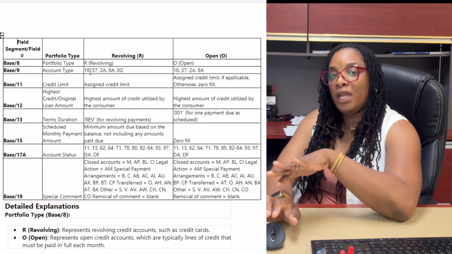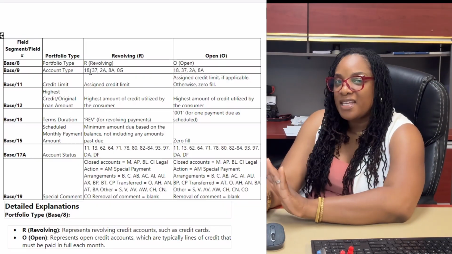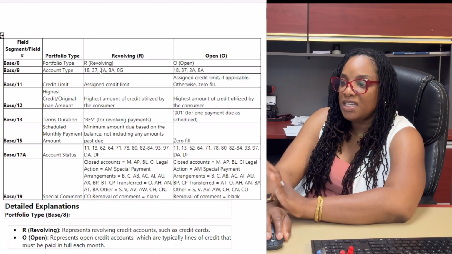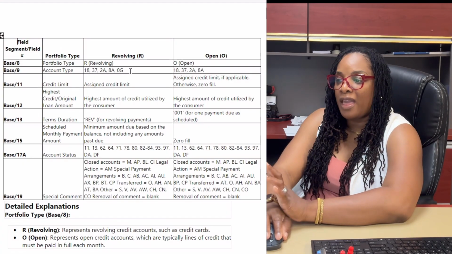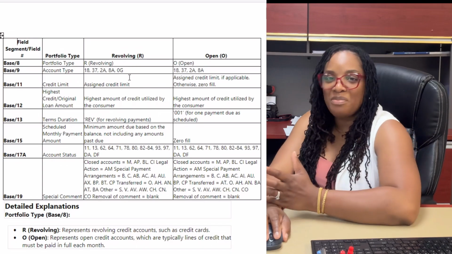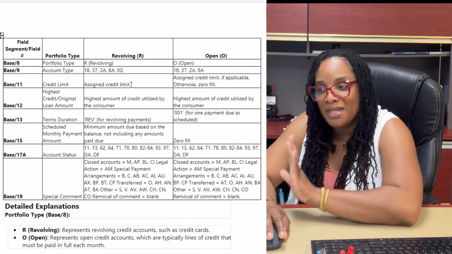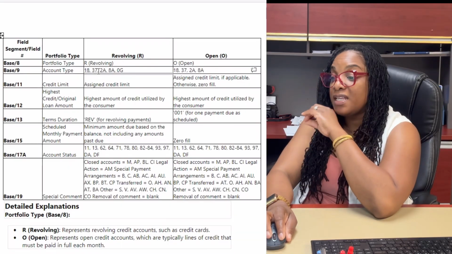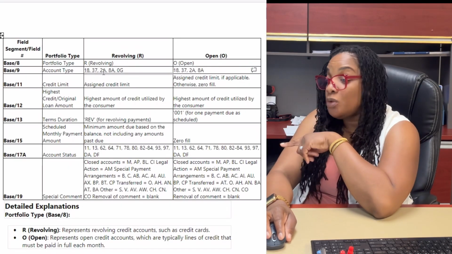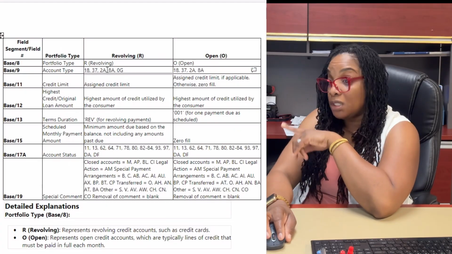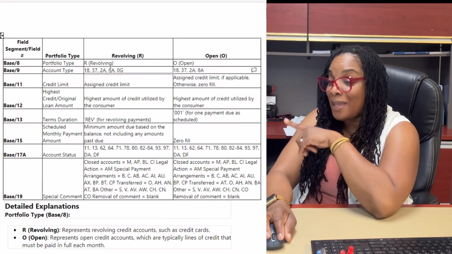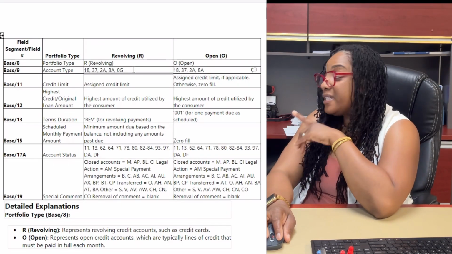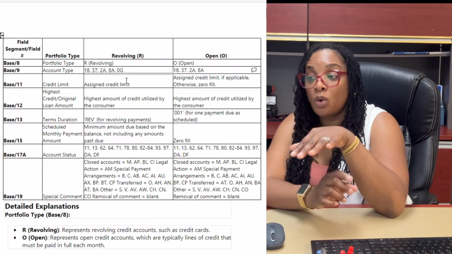If you catch stuff like this on your report and you're doing Metro 2, if you see like 18, 37, 2A, 8A, OG, you're like, what does all that stuff mean, right? So I'm here to tell you what all this stuff means. Code 18 is bank card. Code 37 is line of credit. Code 2A is unsecured loan. Code 8A is auto lease. Code OG is secured credit card. And these are required fields.